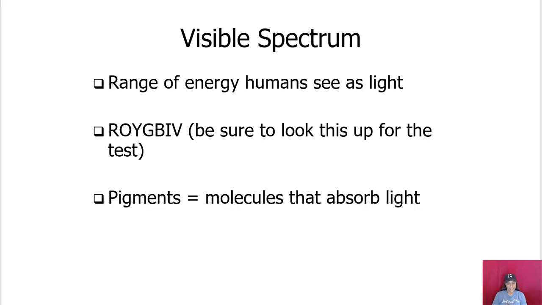We can see, and this is an acronym that's used a lot, ROYGBIV. You can look it up to see what those colors are, right? And also in the visible spectrum, we have pigments, and so this is terminology. Pigments are molecules that absorb light, and this is really important when we get to plants.